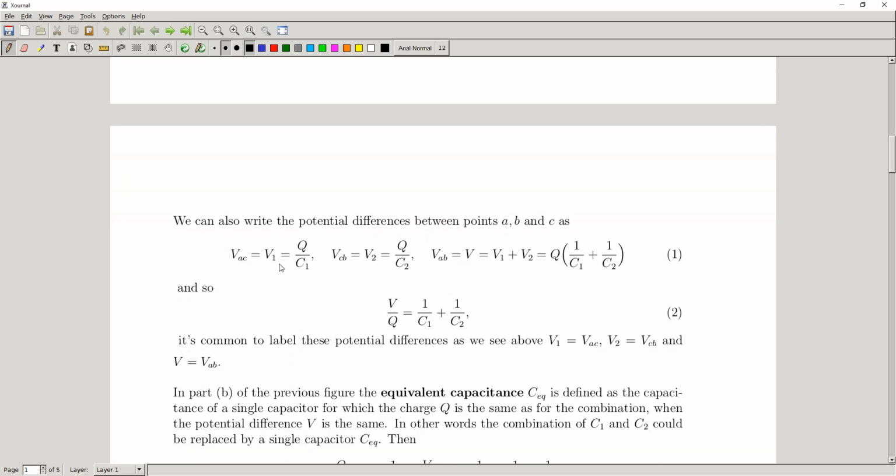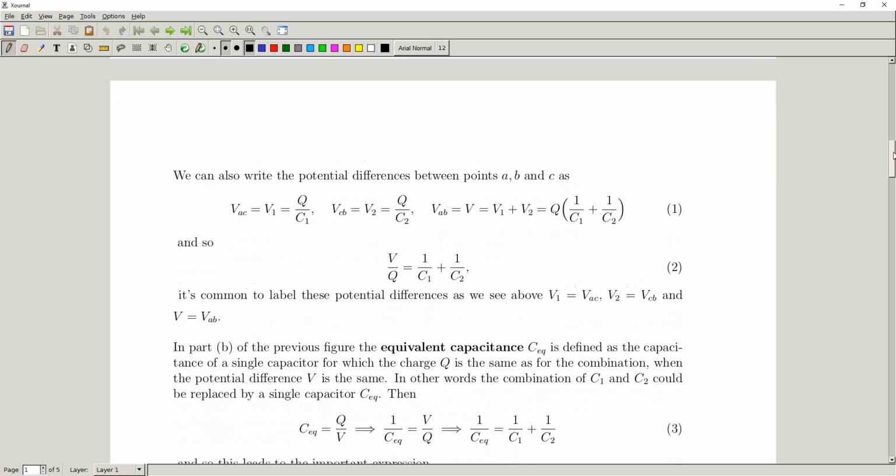VAC, which we now call V1, is equal to Q over C1, and then VCB, which we now call V2, is equal to Q over C2. And our total potential difference, VAB, which we now call V, is going to be equal to V1 plus V2, and we can rewrite this using these expressions. We can now rearrange this. We move Q over, and we pick up V over Q is equal to 1 over C1 plus 1 over C2. And as I mentioned, I have a little blurb here about how it's common to relabel these.